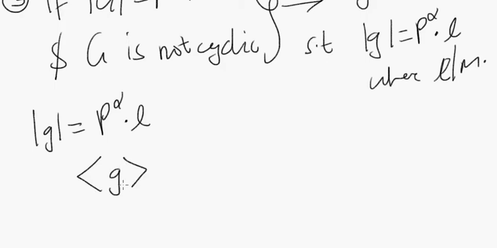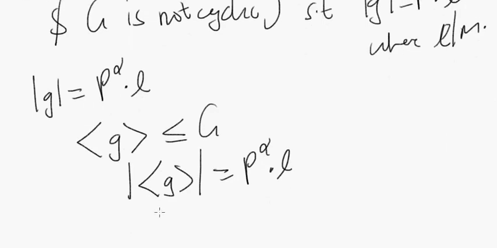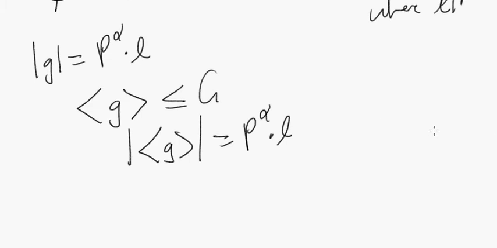Can we say the following, that the cyclic subgroup generated by g is going to be a subgroup of G? And in particular, what's the order of little g going to be? Well, there are going to be just p to the alpha times L elements, given that the generator g has order p to the alpha times L. So can we say then that our subgroup here has order p to the alpha times L? Suppose that's true, so what?